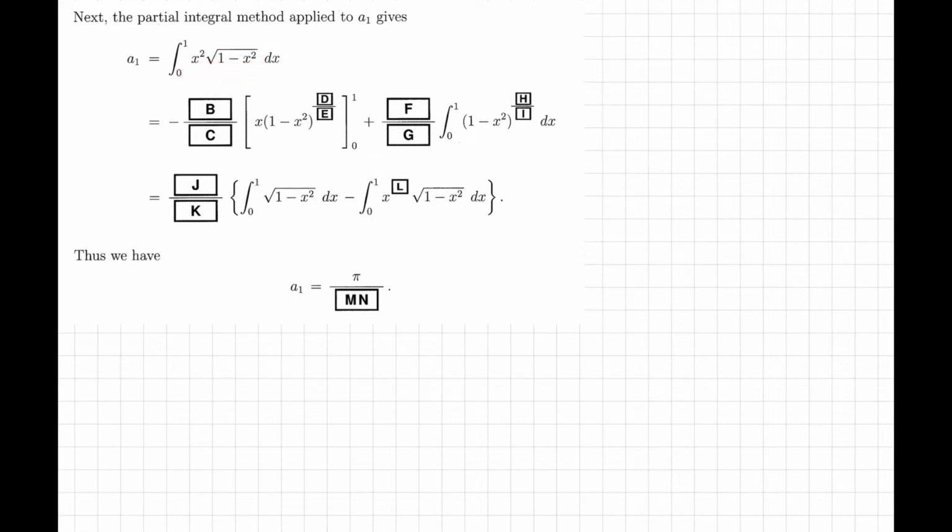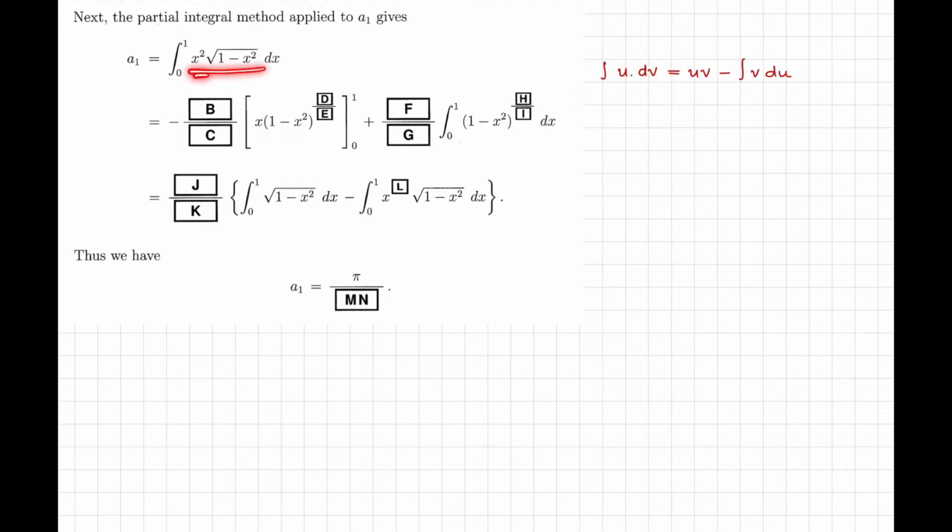Integration by parts has a formula something like this: the integration of u dv is equal to u times v, minus the integration of v du. So if we want to use integration by parts, we have to know which part is u and which part is dv.